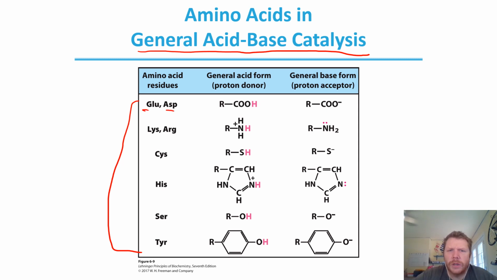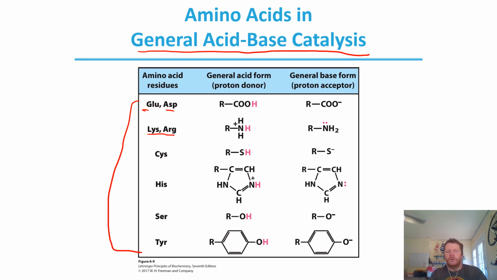Glutamic acid and aspartic acid can exist as a general acid, in which case they are protonated, or they can be proton acceptors. At a physiological pH, chances are that they are going to be proton acceptors, so they are going to exist as a general base. Lysine and arginine, on the other hand, at a physiological pH, are probably going to be protonated, so they are more than likely going to act as a general acid.